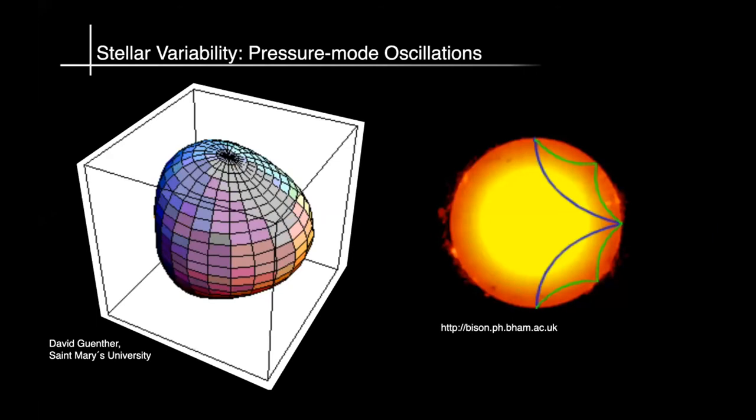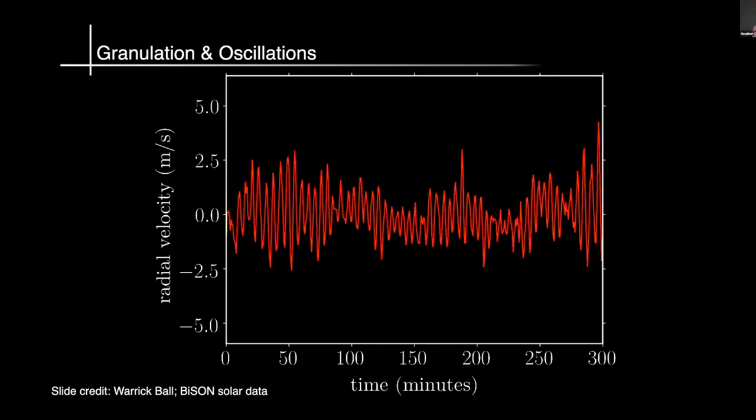To give you an idea of the scale here, I'm showing you some BiSON data. On the y-axis, you have velocity in plus and minus 5 meters per second. And on the x-axis, you have time in minutes, up to 300 minutes. And you'll notice by eye straight away that in terms of radial velocities here for the sun, the oscillations are really dominating over the granulation. You can pick out how it's oscillating there. And you might even notice that it's at this sort of characteristic 5 minutes. That's what we would call the solar P modes for the sun.